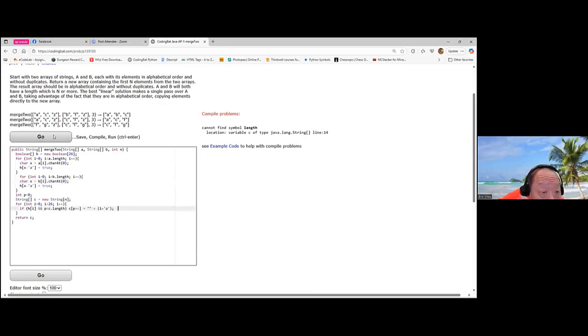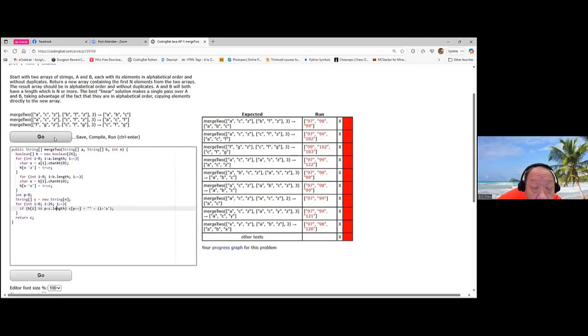Can I find the length? Length. This one is ASCII code. So here you need to convert it back to char.